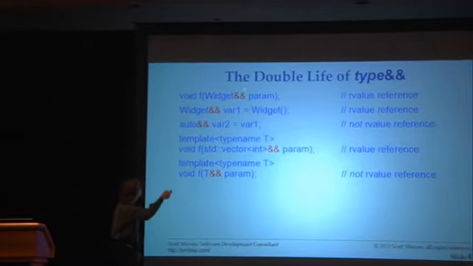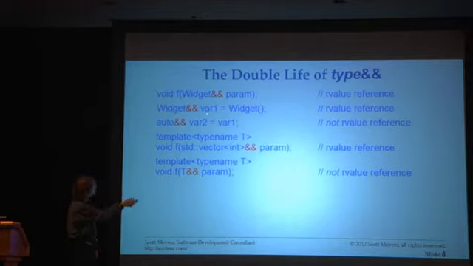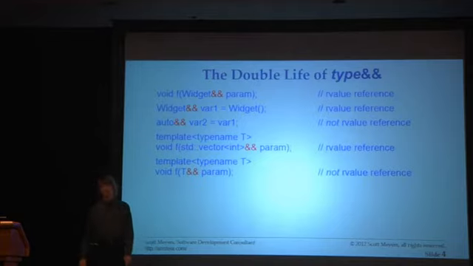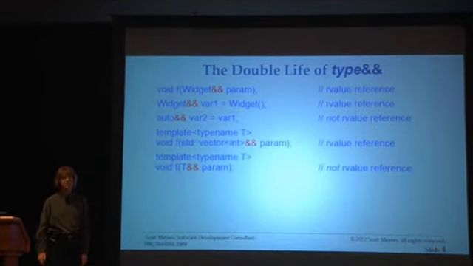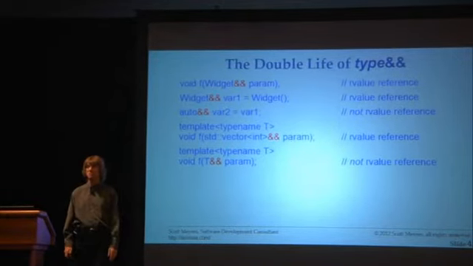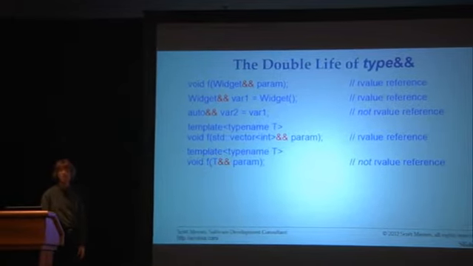Ampersand has two different meanings. So, if I say I have a function f that takes a Widget double-ref, no problem, this is an R-value reference. If I declare variable var1 of type Widget double-ref, no problem, this is an R-value reference. If I say auto double-ref var2 is var1, this is not an R-value reference. If I have a template that takes a std::vector of T double-ref, that's an R-value reference. If I have a template which takes a T double-ref, this is not an R-value reference. So the simple syntactic existence of two ampersands in a row, setting aside its meaning as logical and, does not imply that you have an R-value reference. And by the way, I am still lying to you. The lie will continue for quite a while. I'll let you know when we hit the truth.